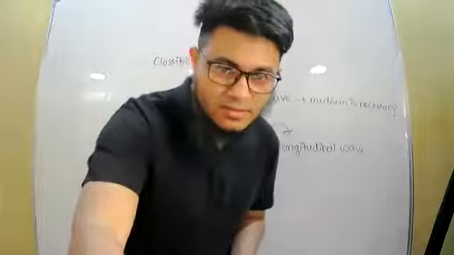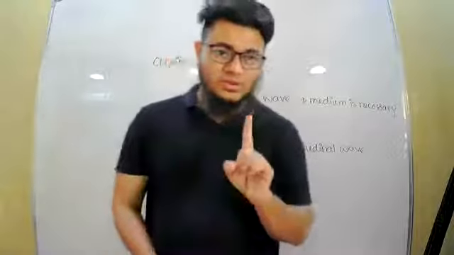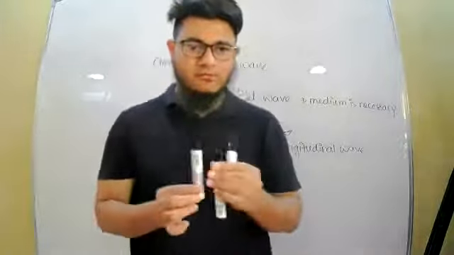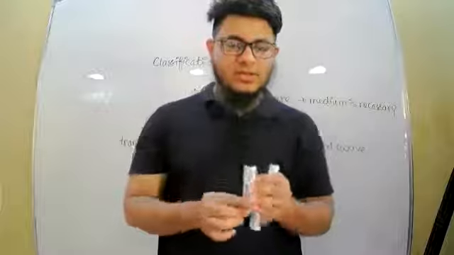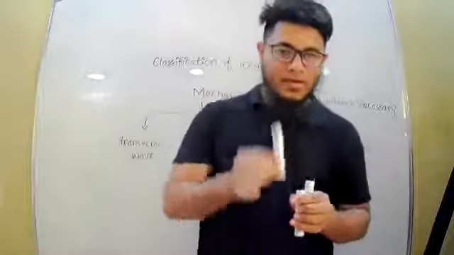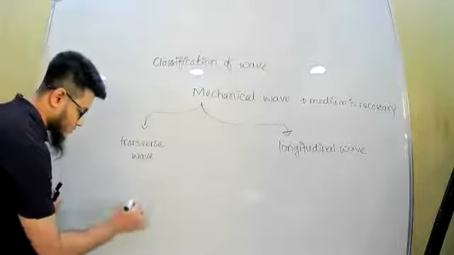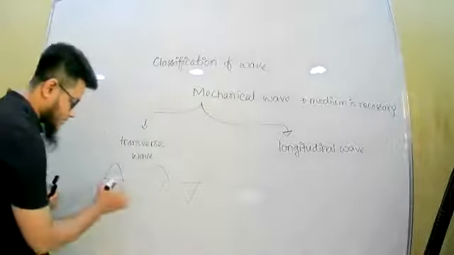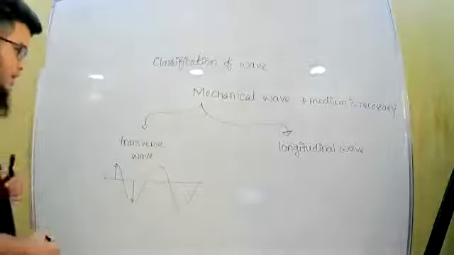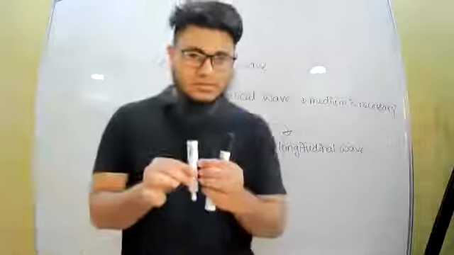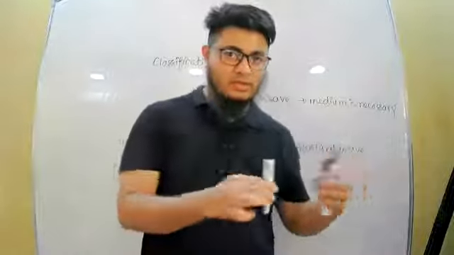So as I was saying, there are two directions of vibration of the particle. The particles can vibrate up and down, and the particles can vibrate sideways. While it vibrates up and down, the wave is called transverse wave. Sometimes the particles are going up, sometimes the particle is going down. And in case of longitudinal wave, what happens? Sometimes they expand, sometimes they contract. In this way, they move forward.